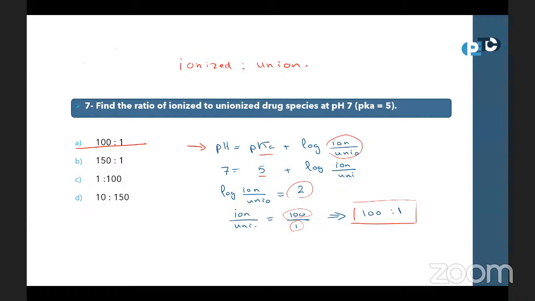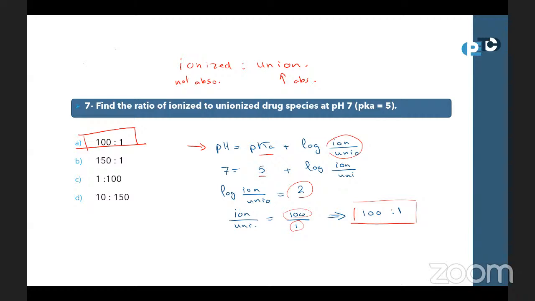Which part will be absorbed, the ionized or the unionized? The unionized will be absorbed, while the ionized part is not absorbed. So when we see this ratio, this means that this drug has a very little absorption rate.